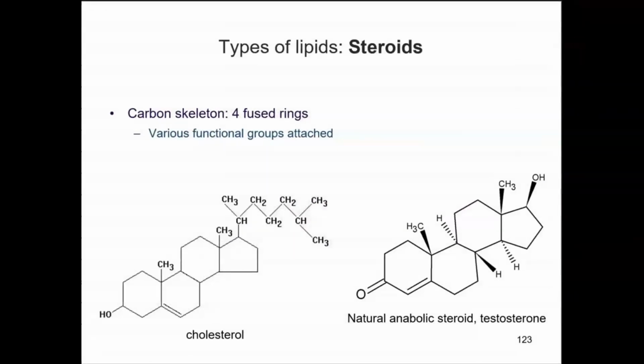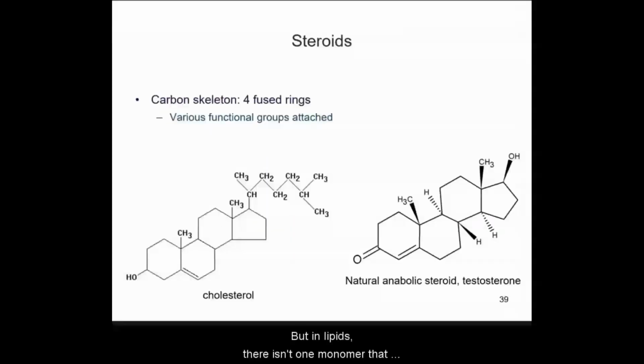And now it's time for steroids. In lipids, there isn't one monomer that is common to all types of lipids. Steroids are one type of lipid, and they have one thing in common. They have 4 rings and then various functional groups attached. So here is cholesterol, a 4-ring structure, 3 6-carbon rings and 1 5-carbon ring.